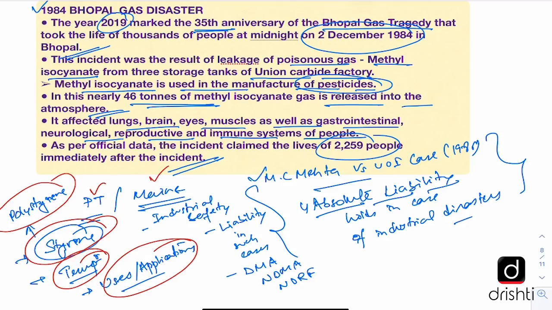And in mains, you can be asked about industrial safety, liability in such cases, principle of absolute liability. Such kind of things can be asked. Why India is not able to learn lessons from the industrial disasters that keep happening with regular frequency. Also, questions can be asked on disaster management, National Disaster Management Authority, National Disaster Response Force, etc.